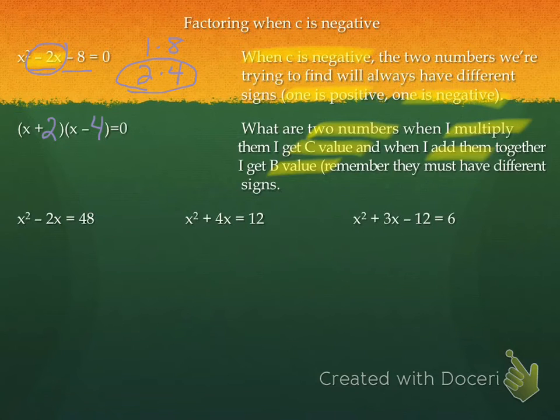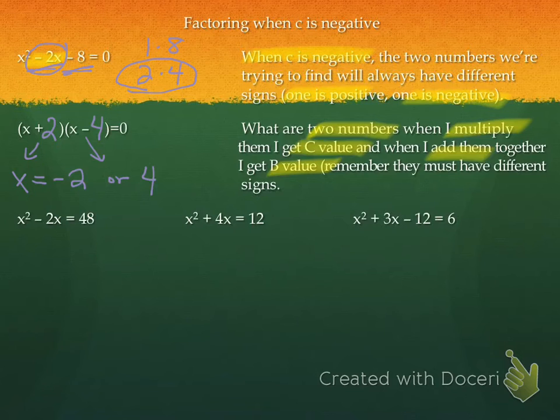So again, I multiply 2 times negative 4, I get negative 8. I add 2 and negative 4, and I get negative 2. Split these off into two problems. So x is equal to negative 2 or positive 4.